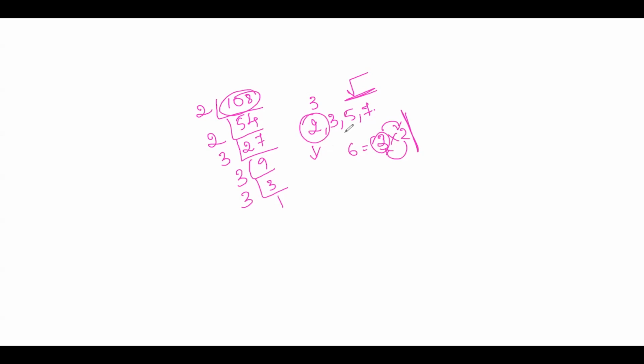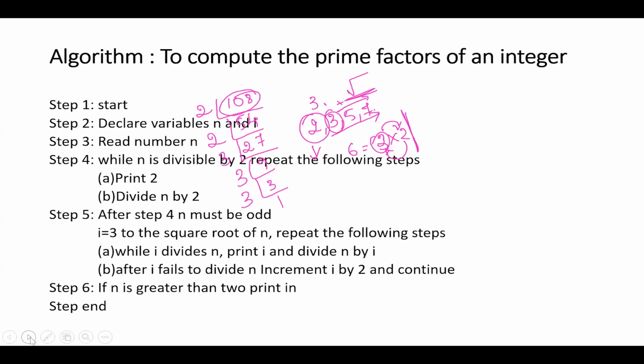Once we are done with 2, then we will initialize the value to 3, and then we can go on increasing the value, and then we will find the prime factors. Okay, so let us go ahead and see the algorithm. So this is the algorithm.